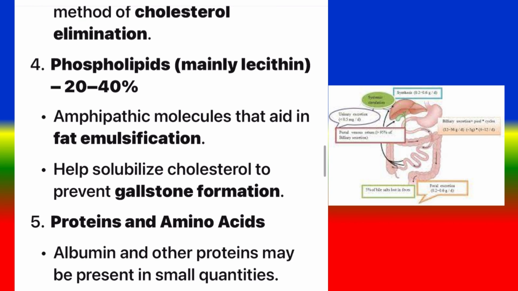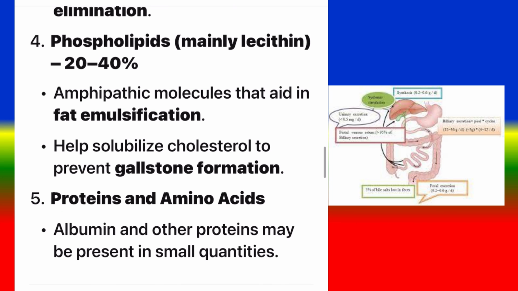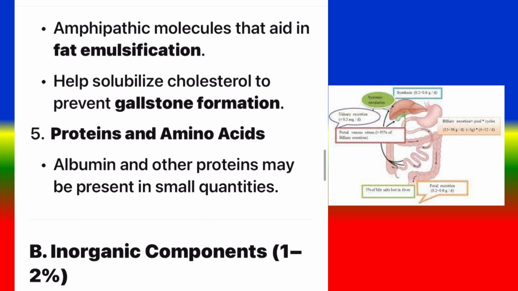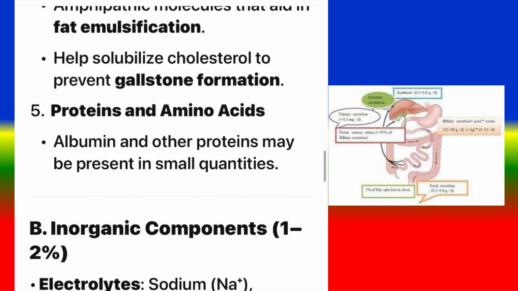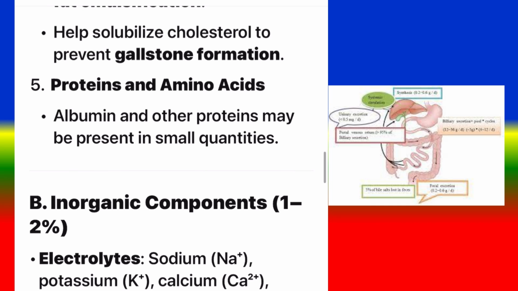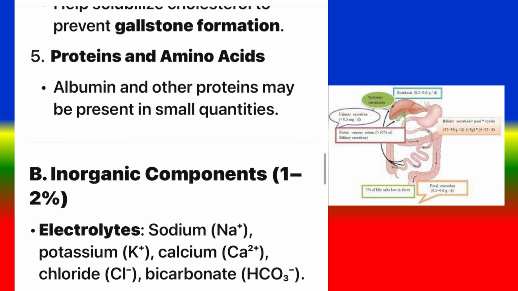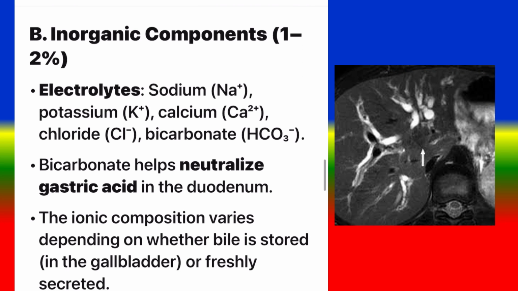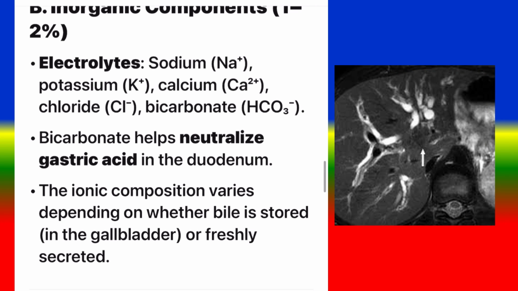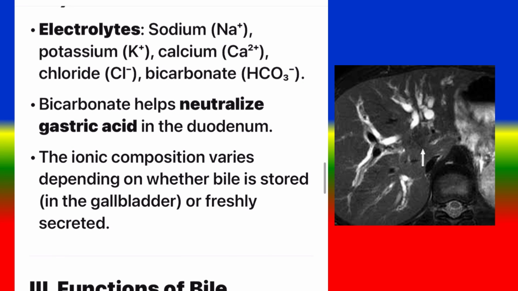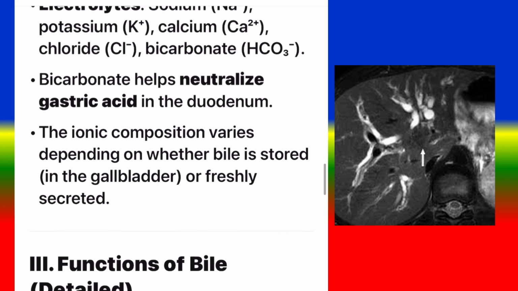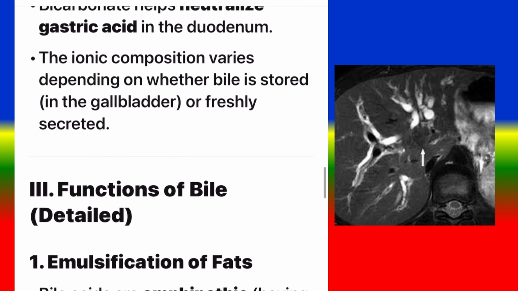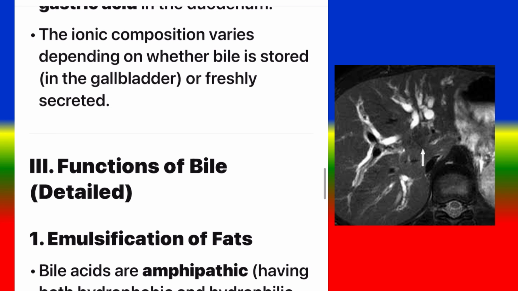4. Phospholipids, mainly lecithin, 20-40%, amphipathic molecules that aid in fat emulsification and help solubilize cholesterol to prevent gallstone formation. 5. Proteins and amino acids. Albumin and other proteins may be present in small quantities. B. Inorganic components, 1-2%. Electrolytes: sodium, Na+, potassium, K+, calcium, chloride, bicarbonate, HCO3-. Bicarbonate helps neutralize gastric acid in the duodenum. The ionic composition varies depending on whether bile is stored in the gallbladder or freshly secreted.